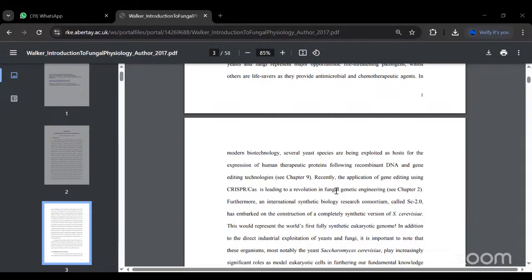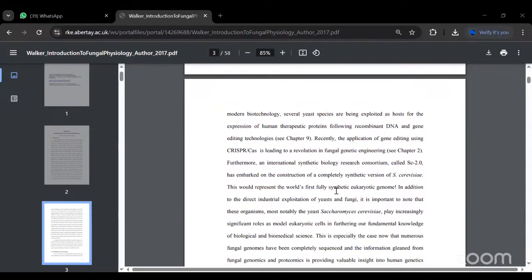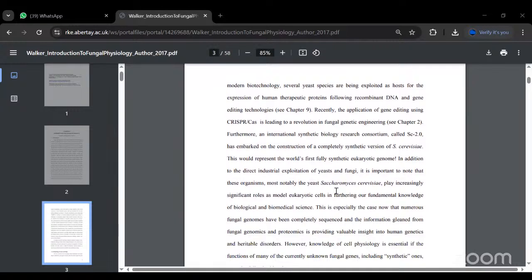Further, an international synthetic biology research consortium called Sc2.0 has embarked on the construction of a synthetic yeast genome. This is especially the case as numerous fungal genomics and proteomics are providing valuable insights into human genetics and heritable disorders.